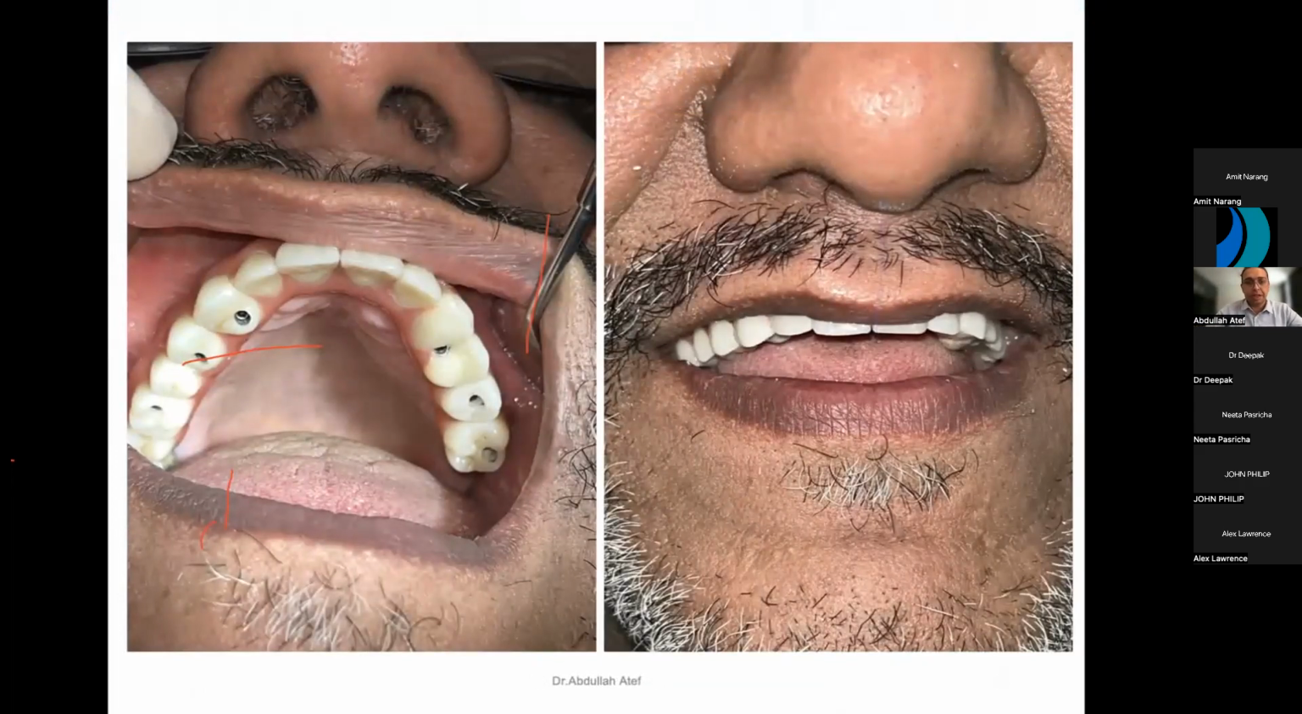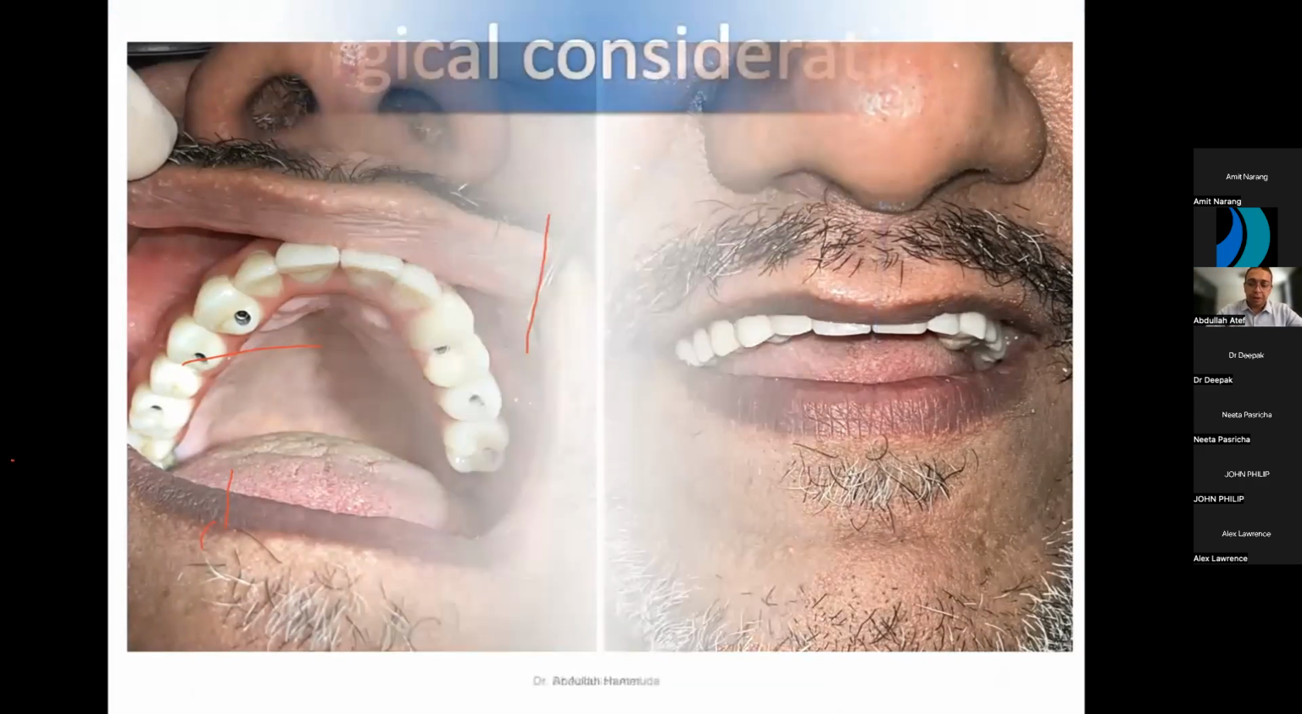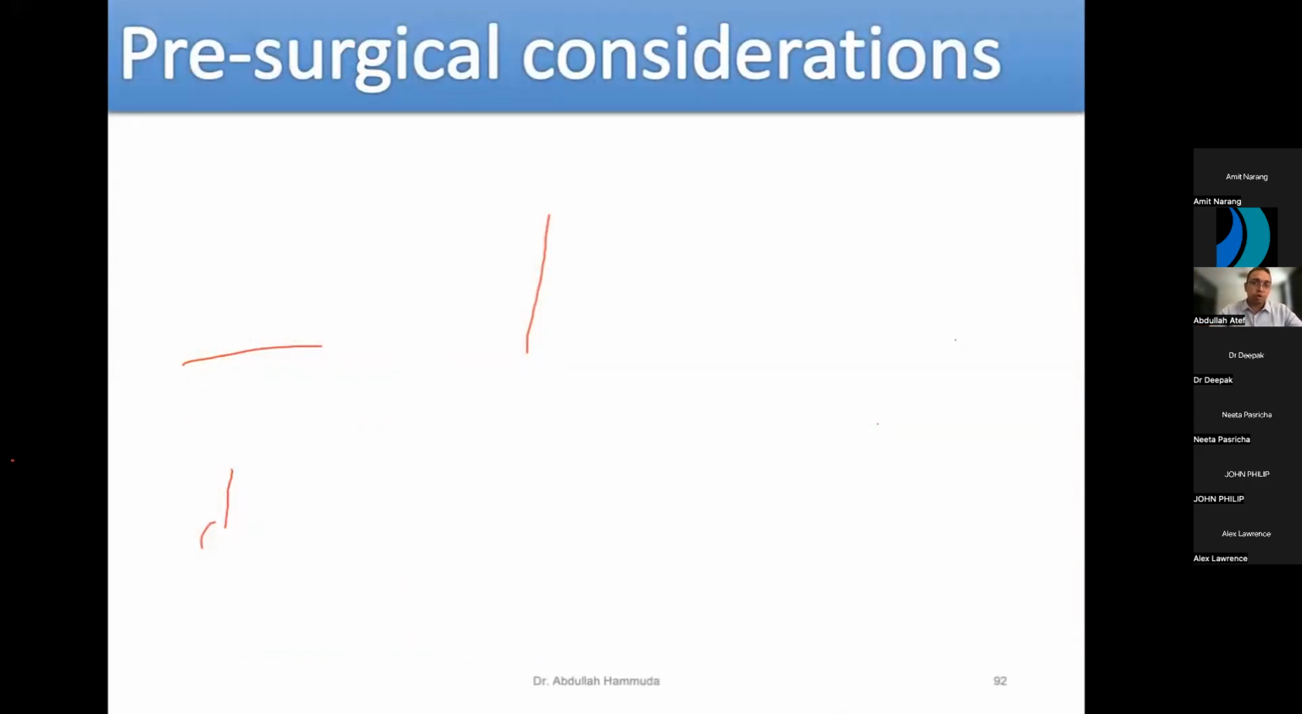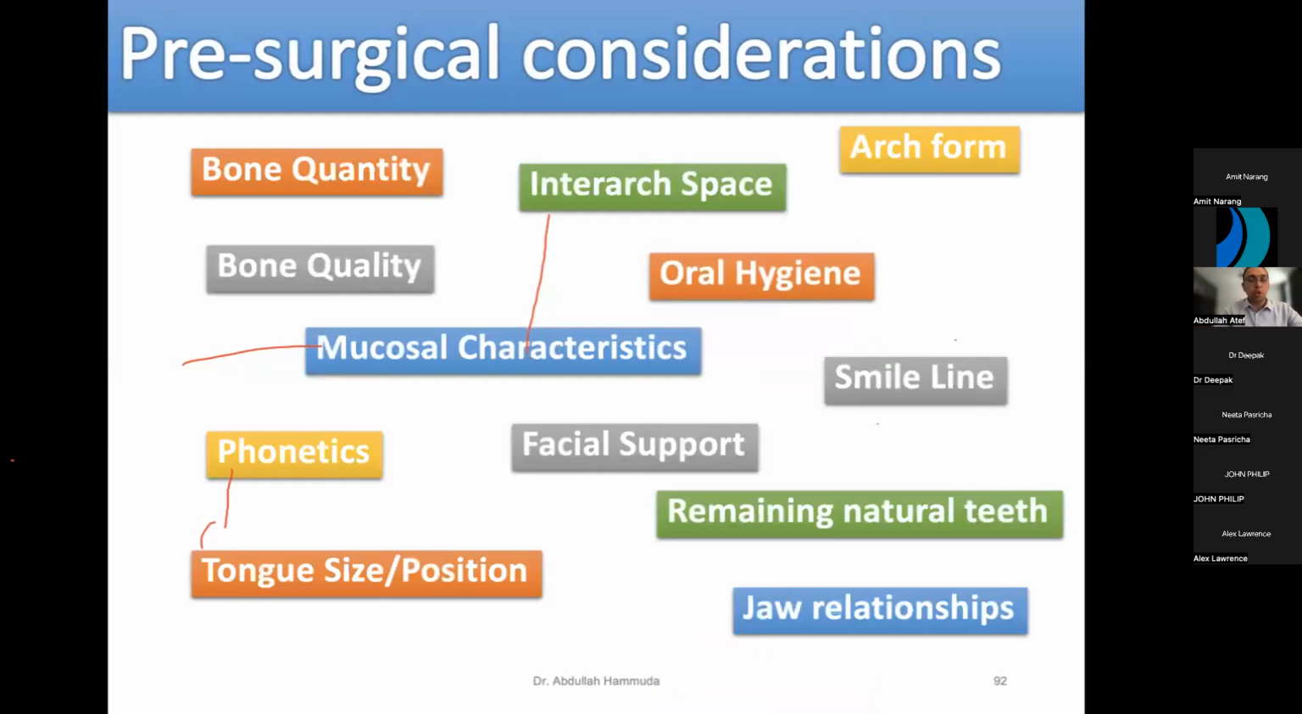So to conclude this presentation: pre-surgical consideration is very important, very important, starting from oral hygiene to the jaw relationship, to the remaining natural teeth, to the tongue size and position. Every point in patient screening is very important.